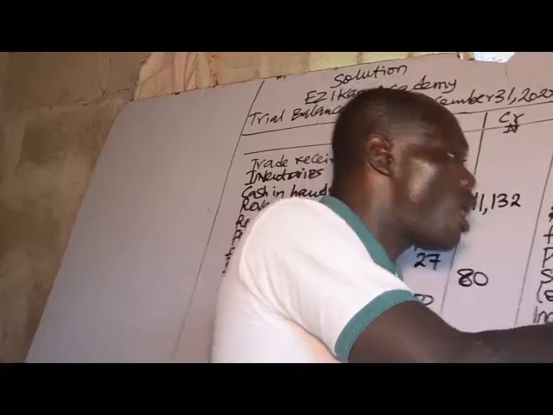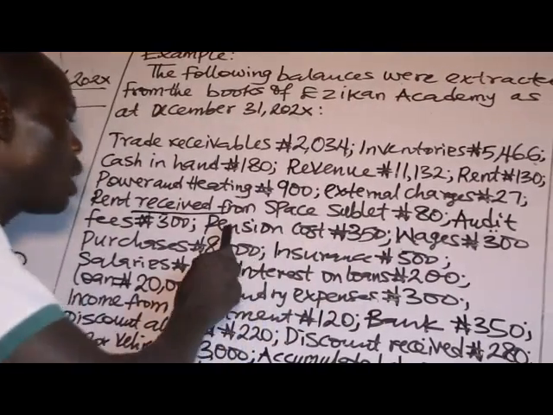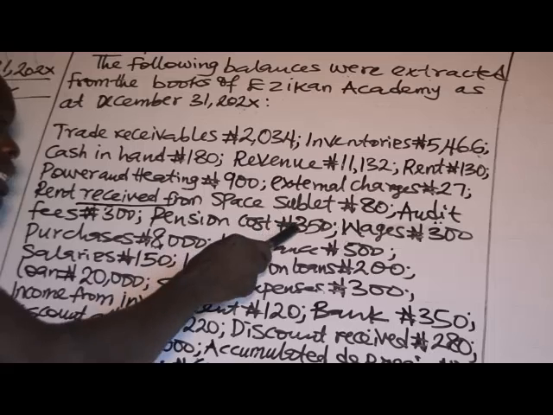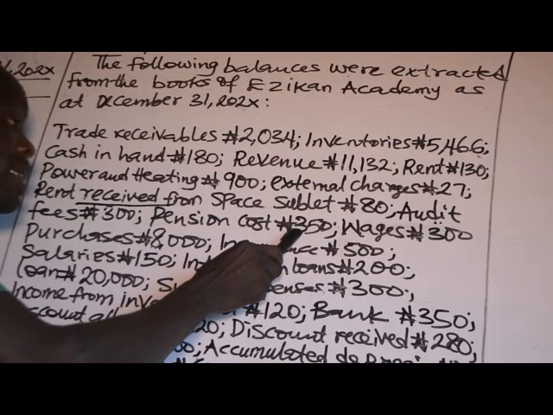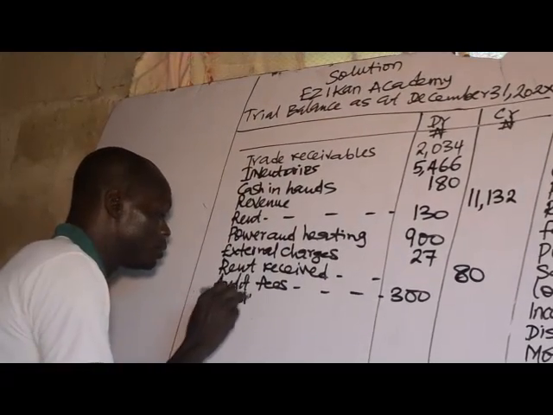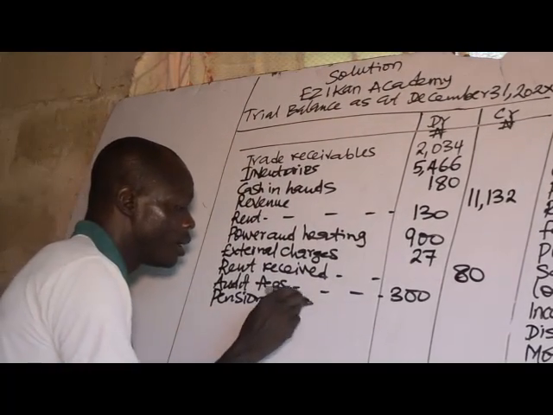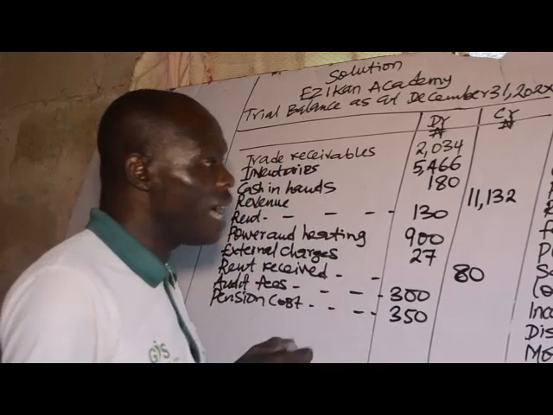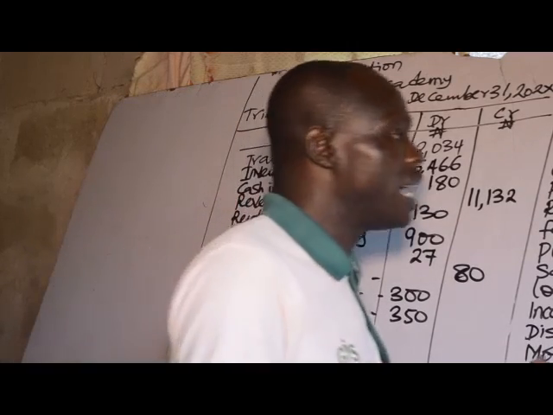Then pension cost. Pension cost is an expense. It's a payment. It should therefore be debited. So we have pension cost of 350 naira. Then after pension cost, the next item is wages.